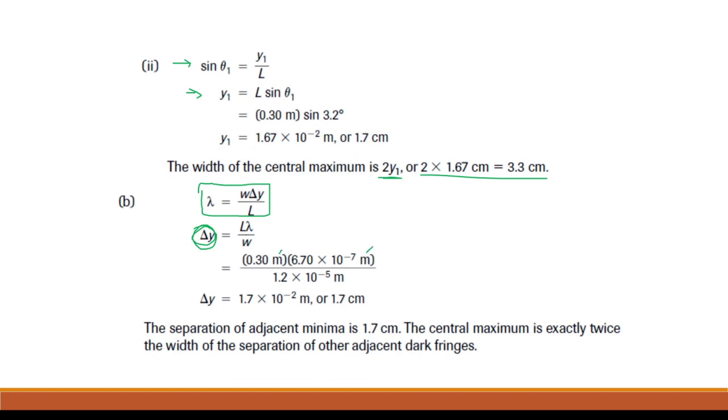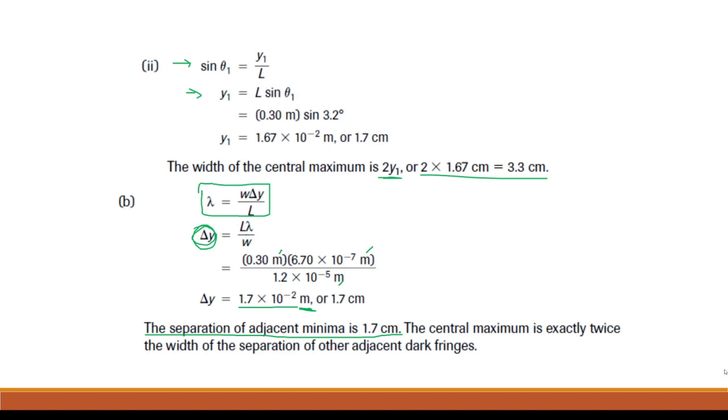We have our units all matching, and it comes out in the same units, a value of 1.7 times 10 to the negative 2 meters. And so we have the separation of adjacent minima and other adjacent extrema, except the first one, the central one, is 1.7 centimeters, or this is fine too, in meters. And the central maximum is exactly twice the width of the separation of other dark fringes.